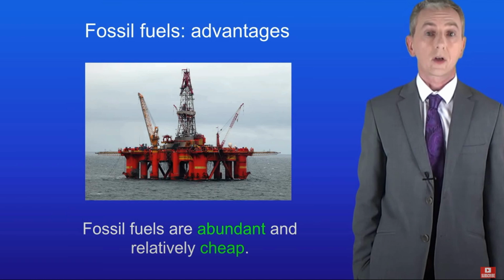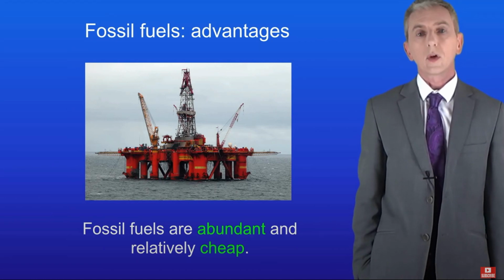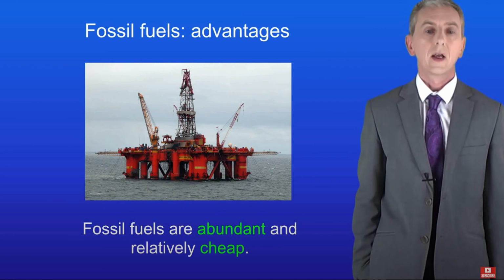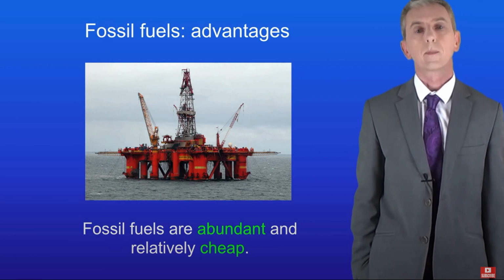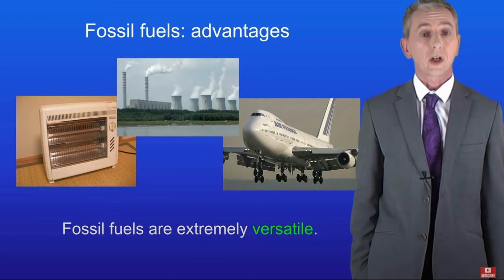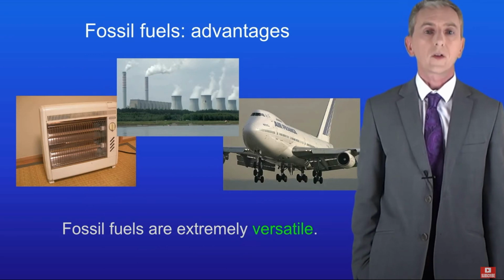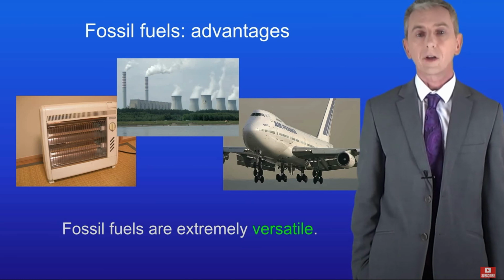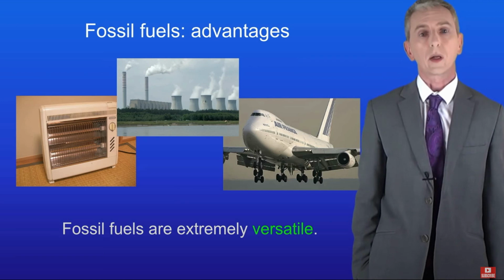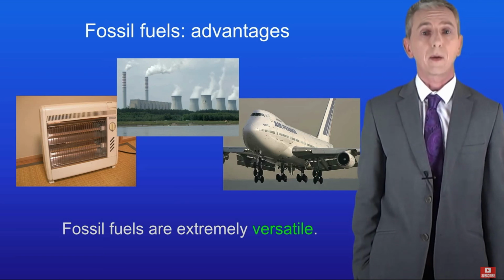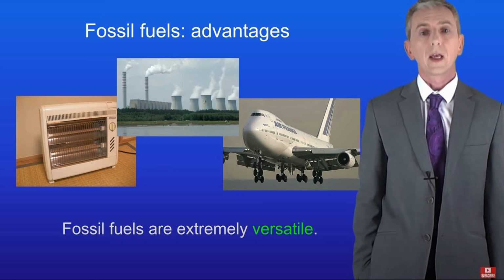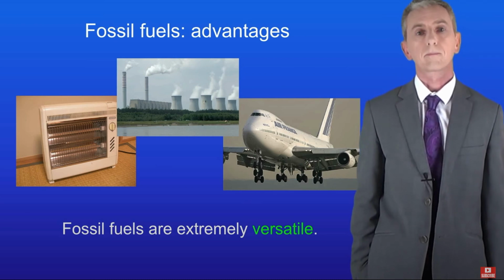Here's a third advantage. Fossil fuels are abundant. In other words, the world still has plenty of coal, plenty of oil, and plenty of gas. That makes fossil fuels relatively cheap. Here's the final advantage of generating energy from fossil fuels. Fossil fuels are extremely versatile. In other words, we can use them for transport, generating electricity, and for heating. One of the reasons for this is that they're portable, which means that they're very useful, for example, to power vehicles. Not all sources of energy are as versatile as fossil fuels, in particular the renewable sources.